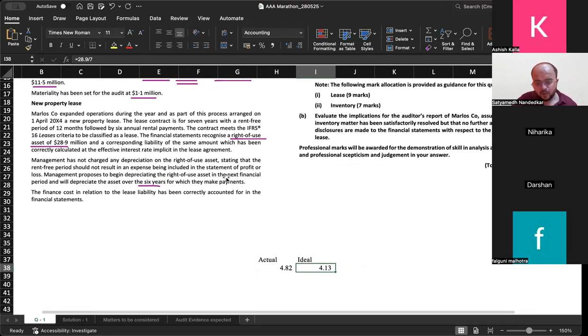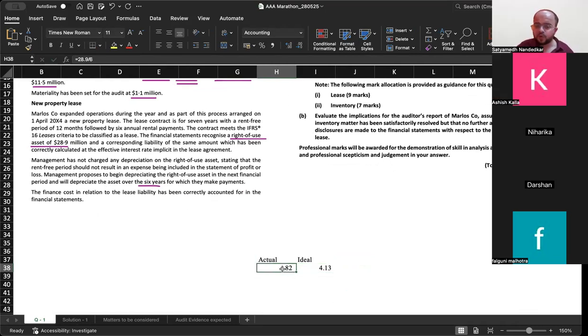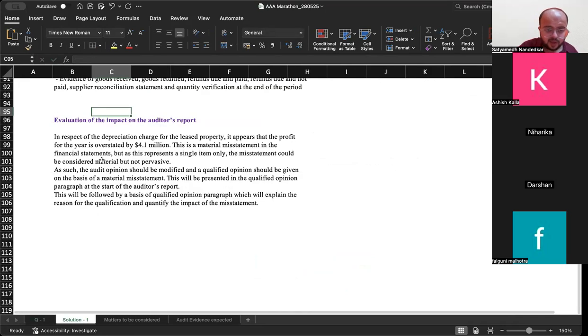Because in this question, they have specifically mentioned that the management did not record any depreciation in the first year. मतलब कुछ भी नहीं. ये 4.82 divide by 67 उन्होंने कुछ भी नहीं किया. They have not recorded any depreciation. That means पूरा का पूरा 4.1 is materially misstated.